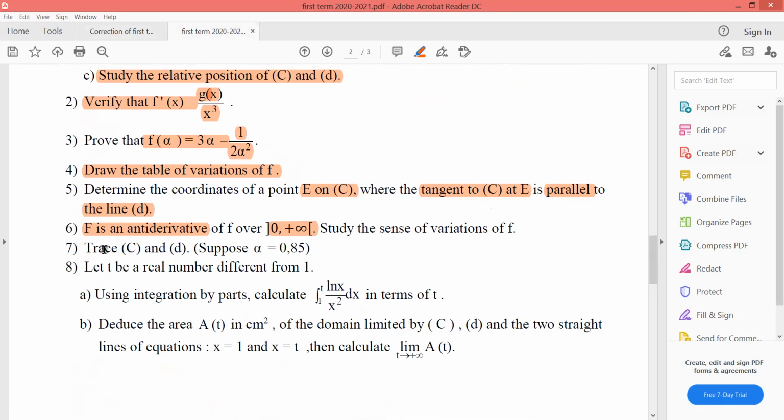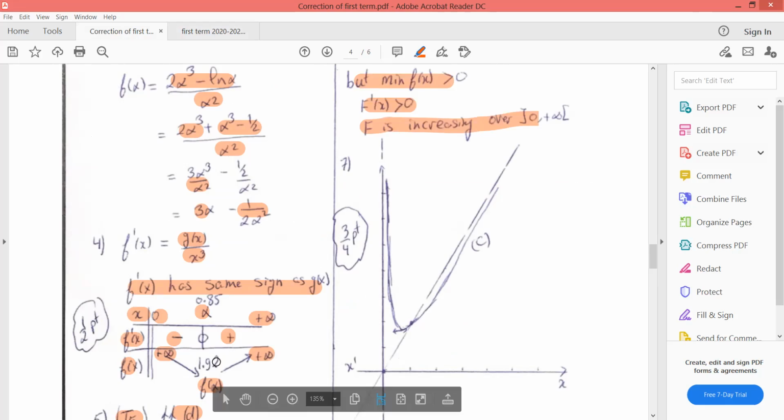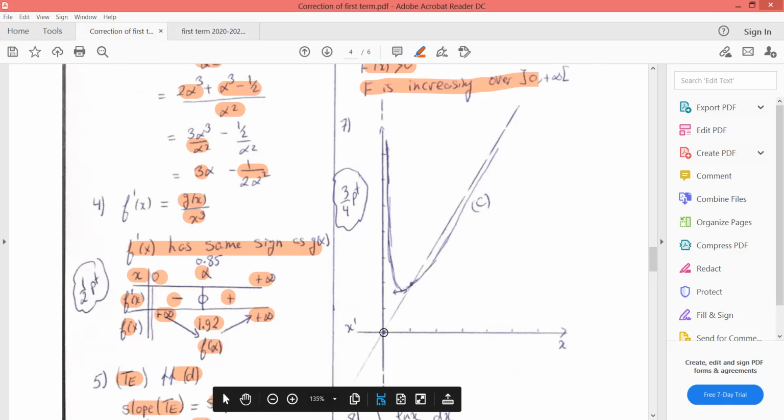Trace C and D. Suppose that alpha equals 0.85. In this table I put 0.85 in place of alpha, and f of alpha we get 1.92. Now the line D, y equal to 2x: for x equals 0, y equals 0, for x equal 1, y equals 2.